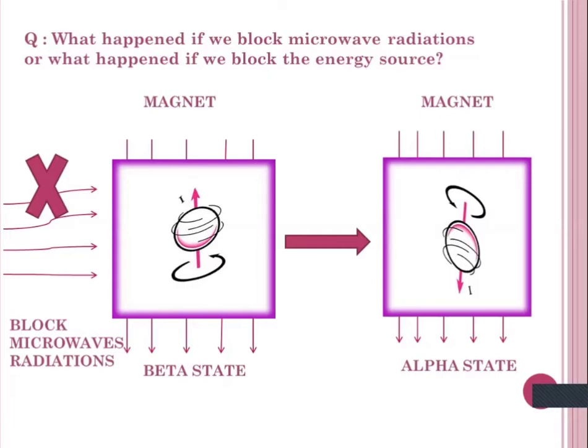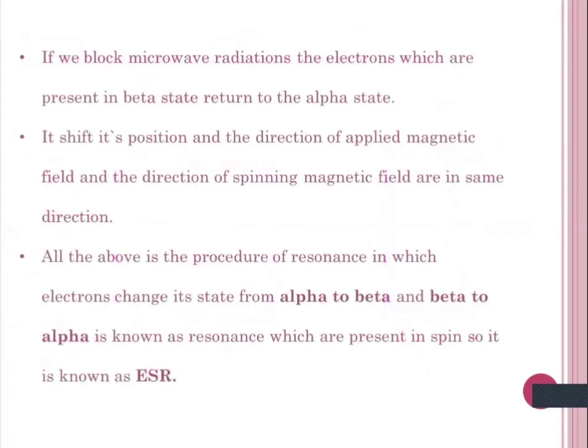All the above procedure, in which electrons change their state from alpha to beta and beta to alpha, is known as resonance, which is present in spin. So it is known as electron spin resonance.